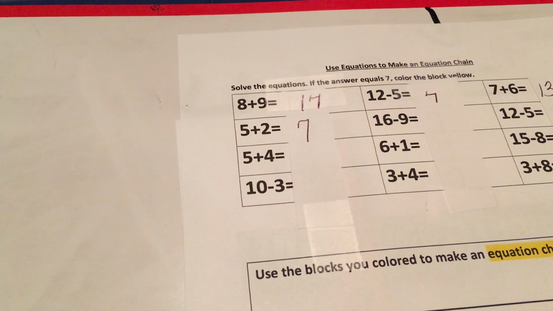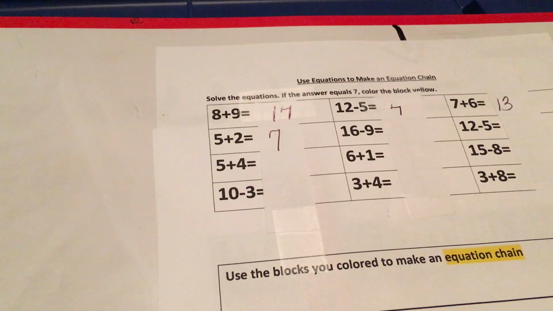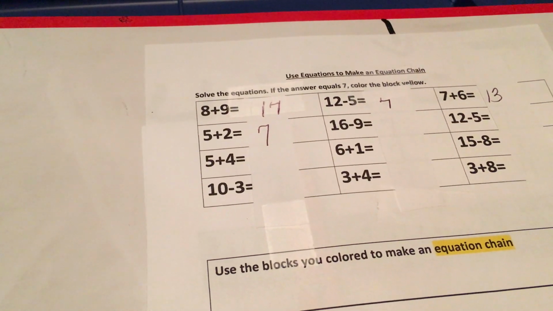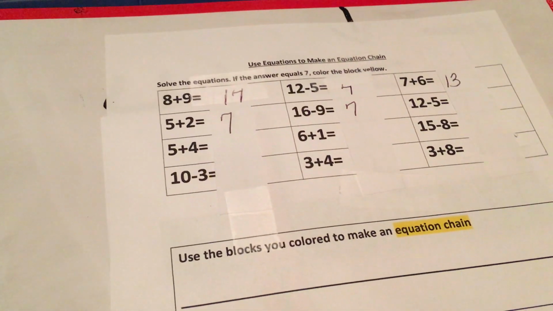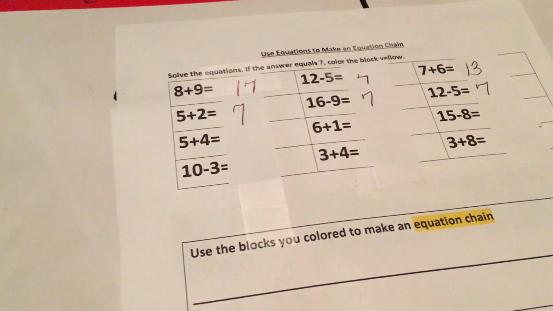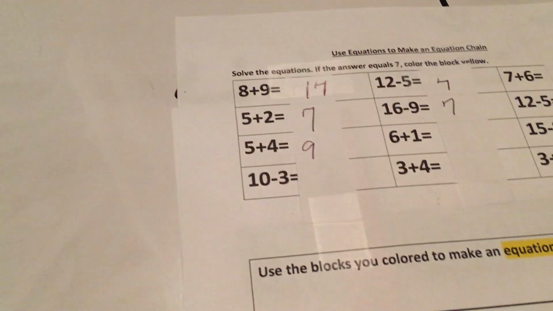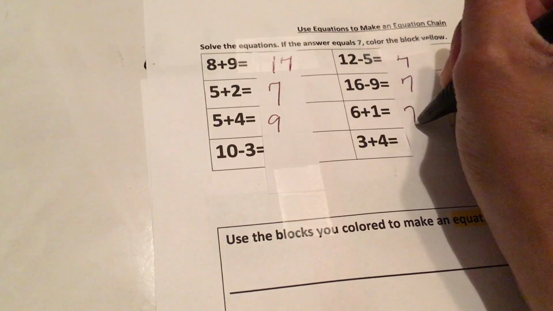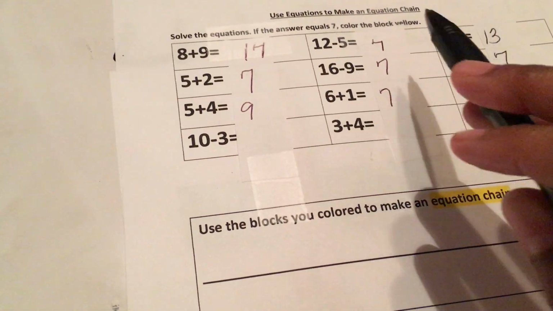Now we have 16 minus 9. So when you're doing equations, you have to be careful to look at the sign. Making sure that if you see a plus sign, you add. And if you see a minus sign, that you subtract. So 16 minus 9 is going to give me 7. And 12 minus 5, 7 again. Now we have 5 plus 4, which is going to give us 9. If you said 9, nice job. 6 plus 1, 7. If you notice, you've been seeing a lot of 7s. A lot of our equations are equal to 7.